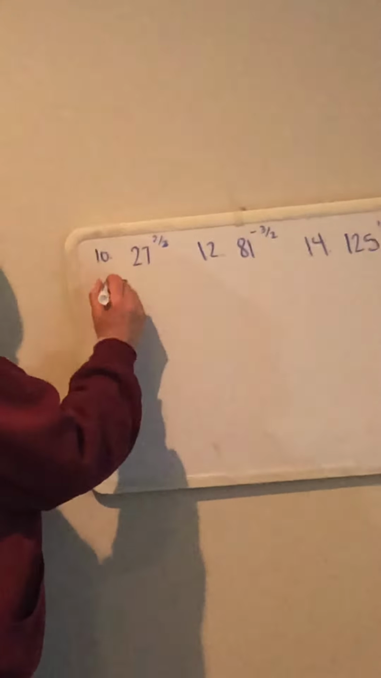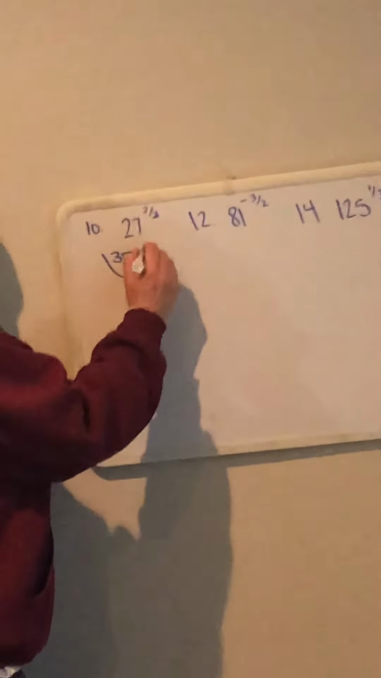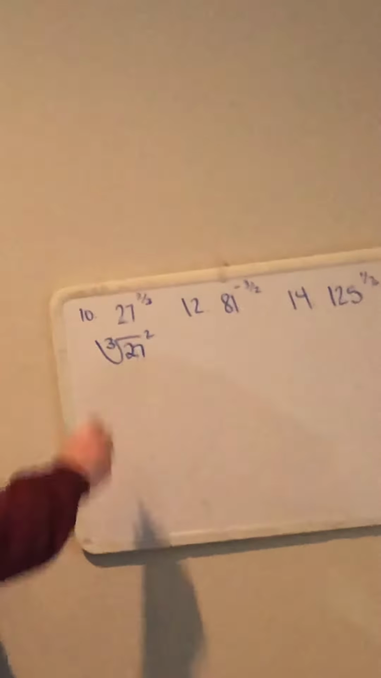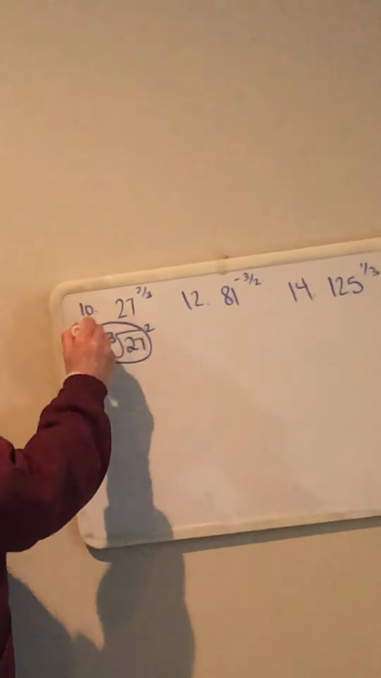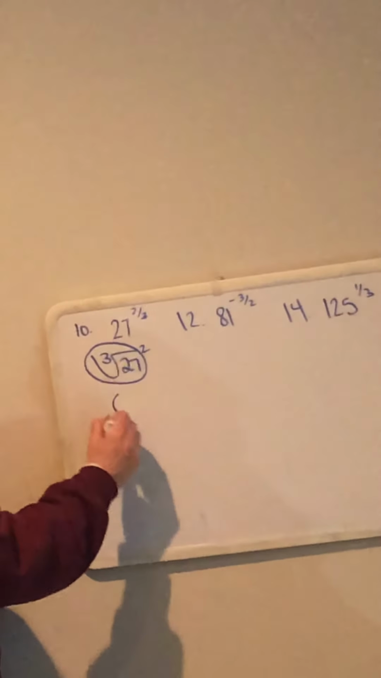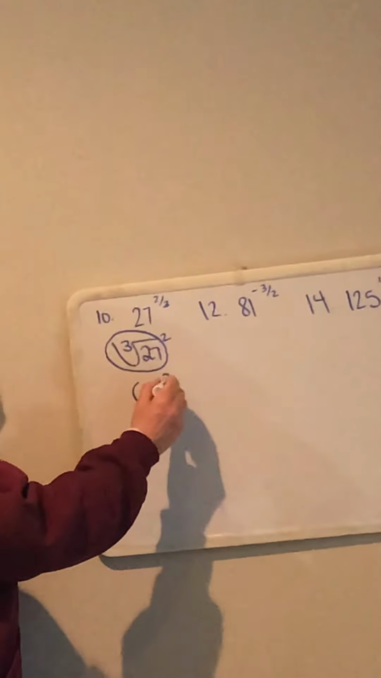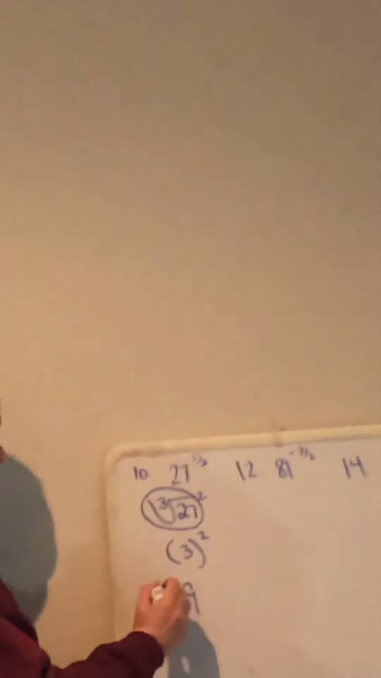27 to the 2/3 stands for the cube root of 27 to the 2nd. Doing the root first, the cube root of 27 is 3, and we raise that to the 2nd, and that is 9.